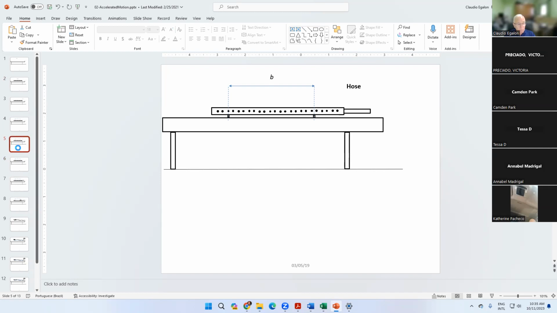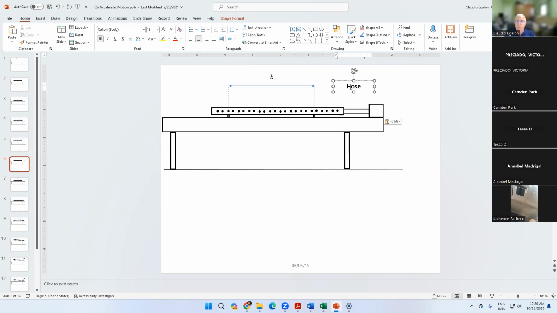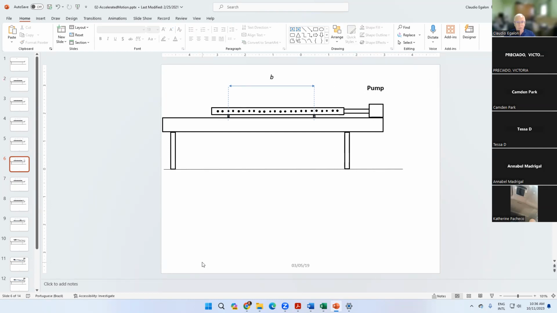The next one, pump. Here you go, pump. I don't want to keep everything in there or all the description there, otherwise it's going to become too busy, right? Here you go: table, air track, nozzle, distance between legs B, hose, and pump.